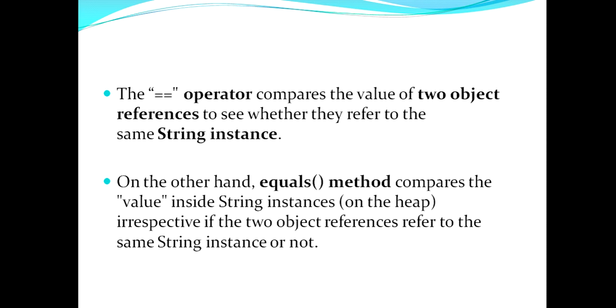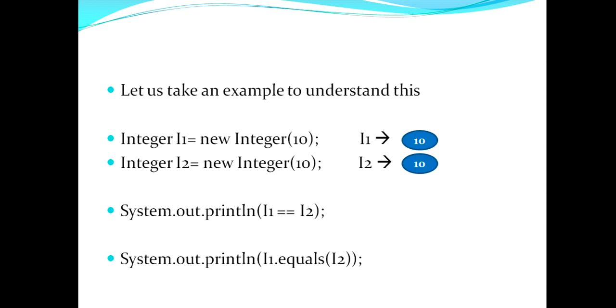As the definition suggests, the equal to operator compares the value of two object references to see whether they refer to the same string or not. On the other hand, the dot equals method compares the value inside the string instances on the heap, irrespective of whether the two object references refer to the same string instance or not. So let's take a simple example to understand this definition better.